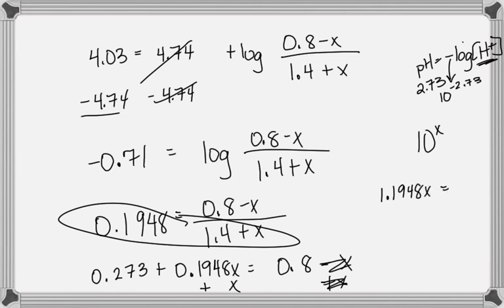1.1948x is equal to, I'm going to subtract, Andrew, it's late in the day. I keep putting the decimal in the wrong place. I'm going to subtract 0.273 from both sides. 0.8 minus 0.273, and I'll get 0.527. And I'm going to divide out to solve for x. And I get that x is 0.44.